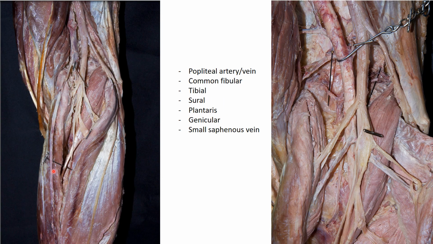Okay, so again, we're in the popliteal region. We see the nerve, which is most superficial, coming down. It's giving off the common fibular, and then the continuation, which is the tibial nerve.